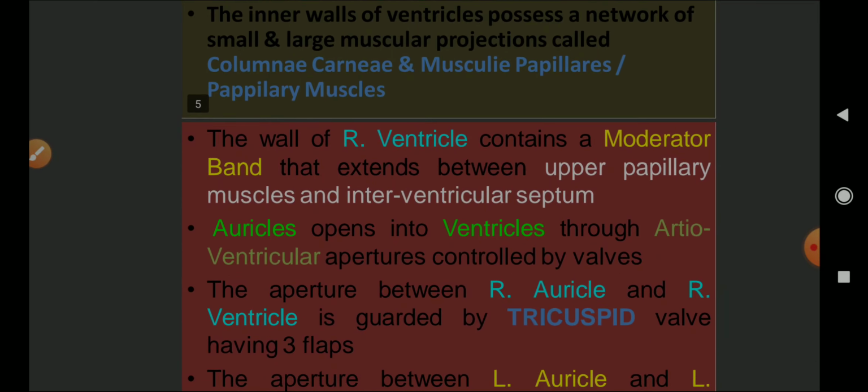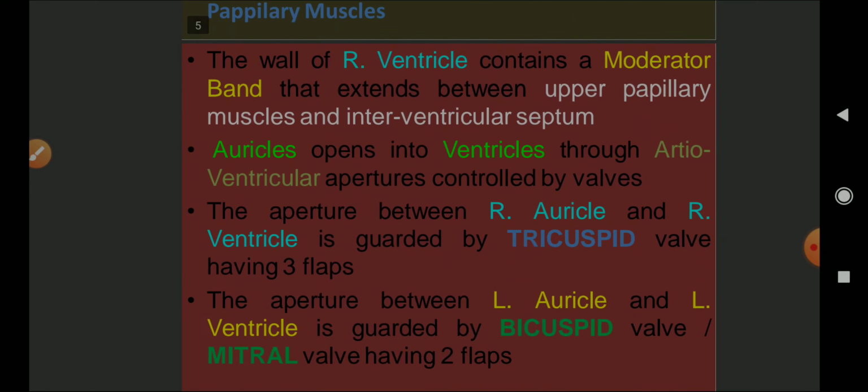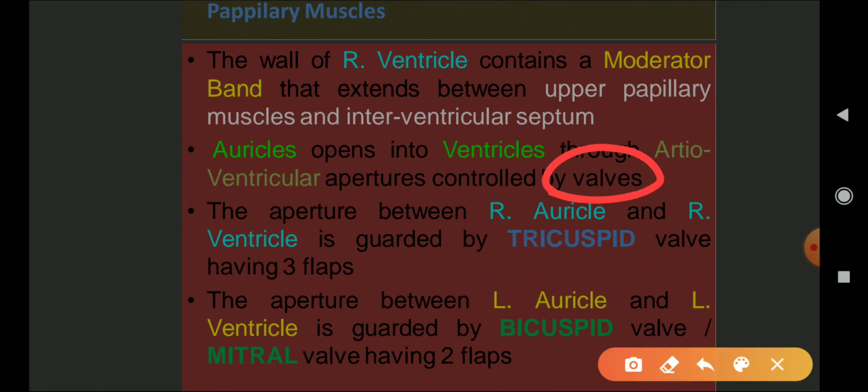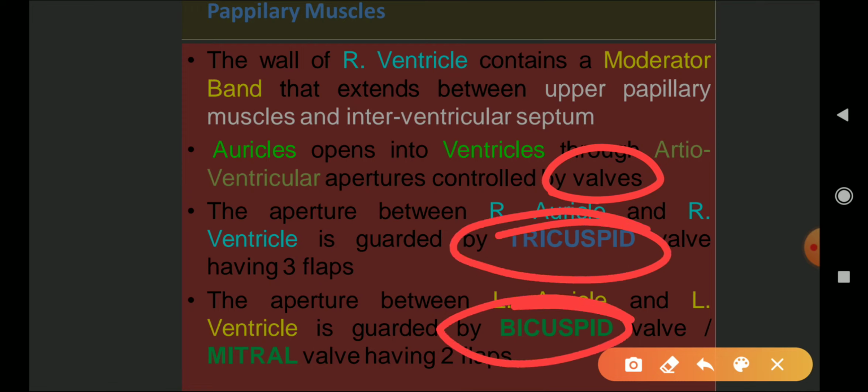The wall of the right ventricle contains the moderator band that extends between the lower papillary muscles and the interventricular septum. Auricles open into ventricles through atrioventricular apertures controlled by valves. So these valves I am talking about. These valves are two: number 1, the tricuspid valve, and the bicuspid valve.